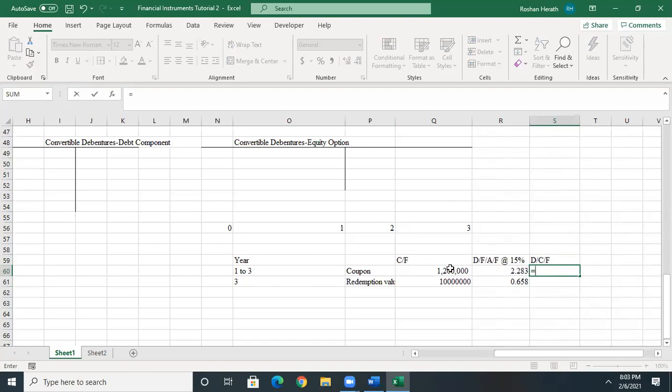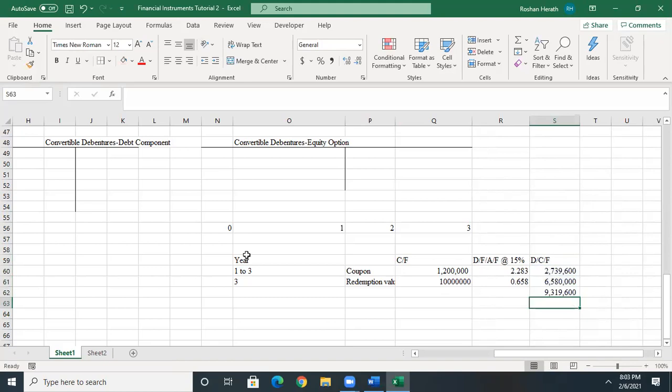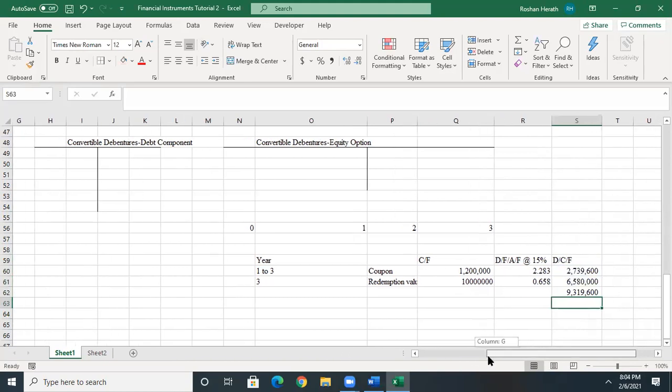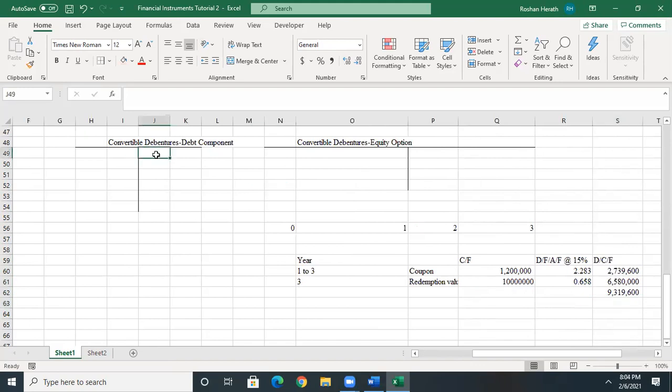So simply multiply and get the discounting. So you can apply, then you can see. So it comes as 9,319,600. So this is the kind of a debt component. So from the cash what you have received, you can take 9,319.6 over here. Then what is the equity option? That is simply the difference.